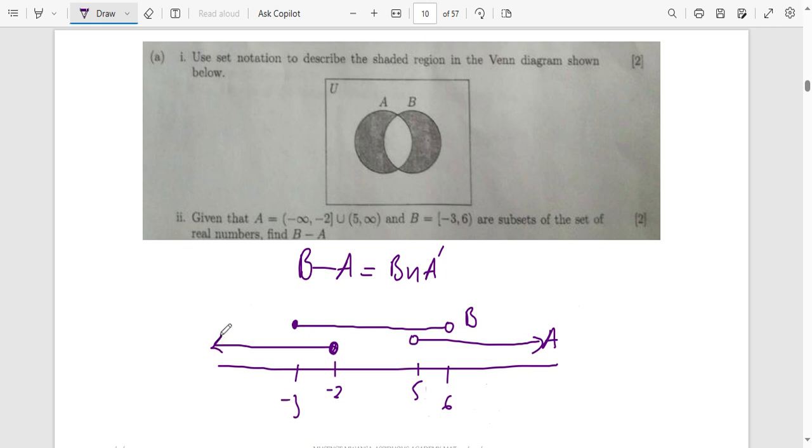So you never shade the arrow, okay? The arrow is never shaded. You only shade at these ends. So this is the set A.